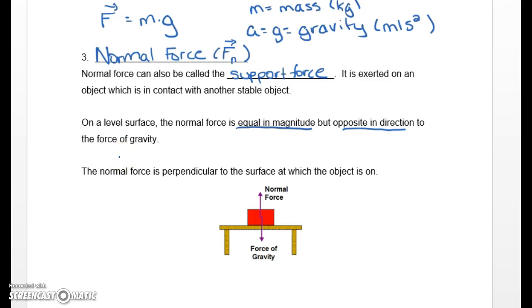So one thing that's going to be really important is that if you have a stationary object, like it's not moving up or down, then that means that your normal force and your gravitational force are the exact same. If one were to be higher than the other, then that would cause your object to move up or down.